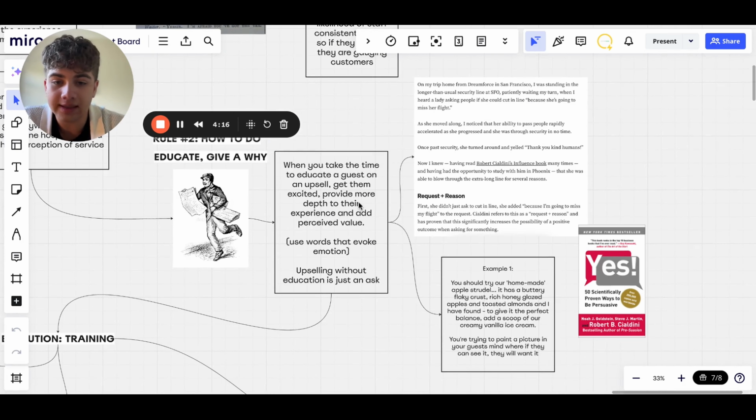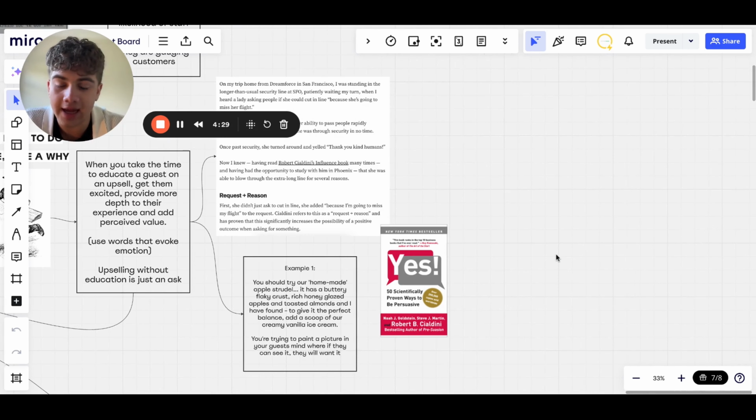Now, what I'm basically saying here is that, first of all, if you give someone a reason as to why they should do something or why you are suggesting something to them, they have a way higher likelihood of actually doing so. So this is actually a concept a lot of people have gotten from a man called Robert Cialdini.